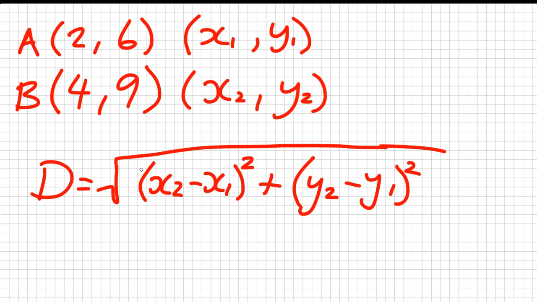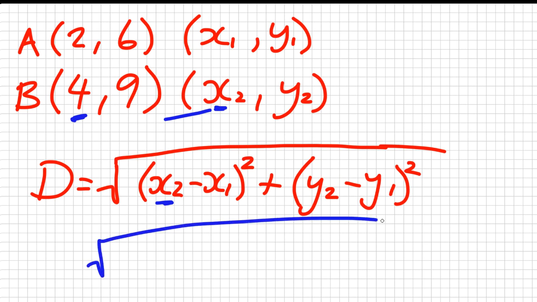Now I have the task of finding out what X2 is. So X2, let's see, that's 4. So what I'll be doing is writing this again, and wherever I see X2, I put in 4. So square root sign, bracket, and X2 is 4.